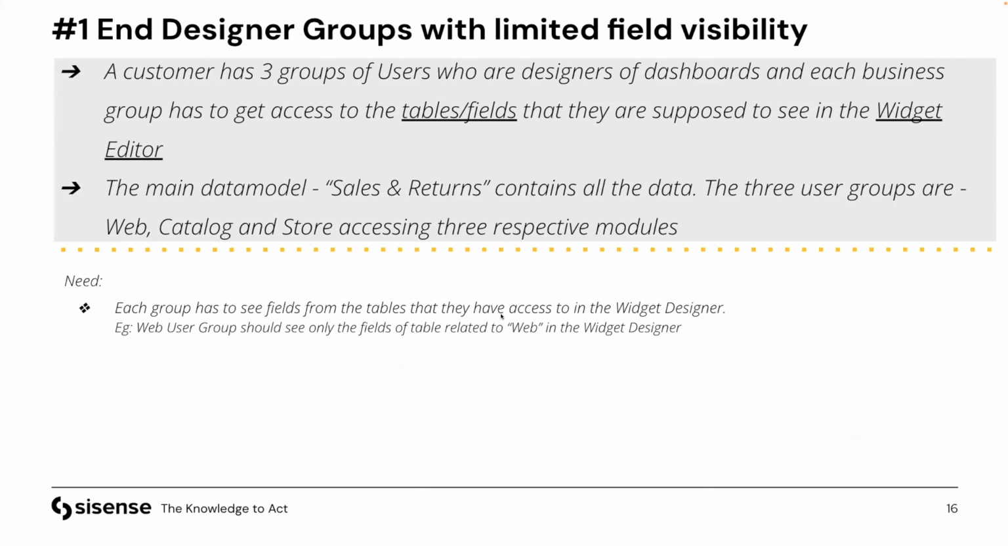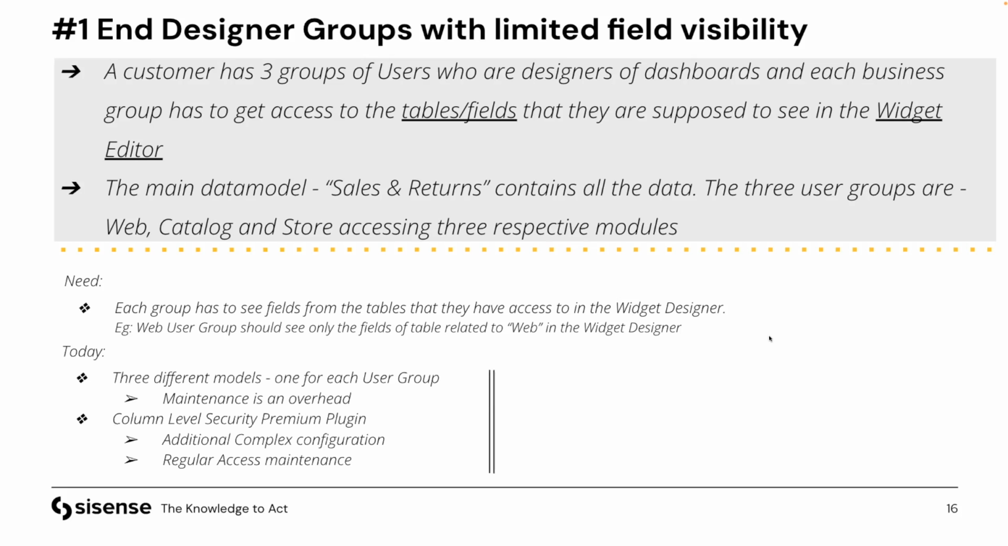So, without perspectives, how can you approach this problem? There are 2 ways to approach this problem. I think we did see that before. One of those approaches is something that we saw before, which is nothing but creating 3 different models, right? You create a sales model, you create a web model, you create a catalog model, you create a store model, and then you share each of those models to the right end user group, and they'll only be able to see the tables and the fields that they're supposed to see.